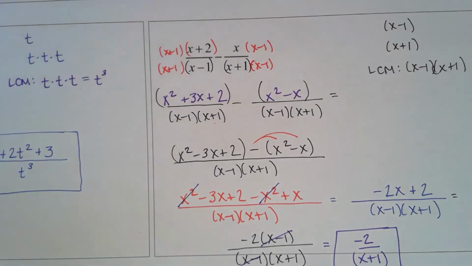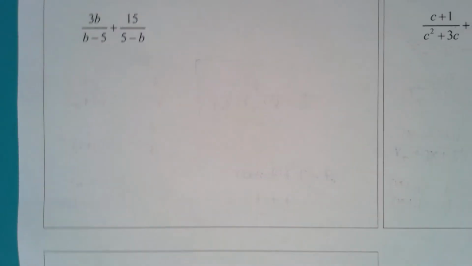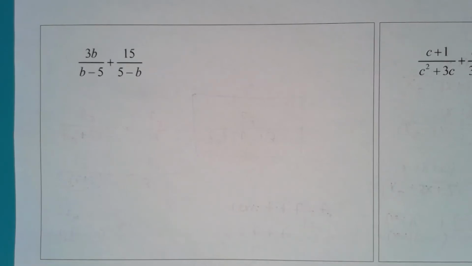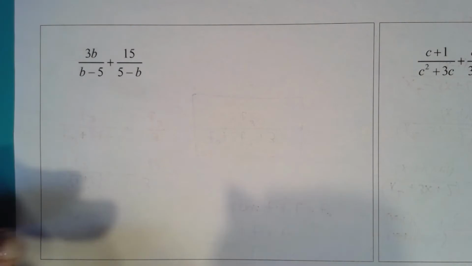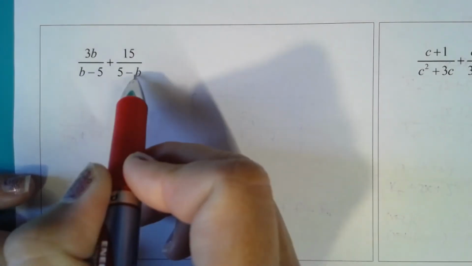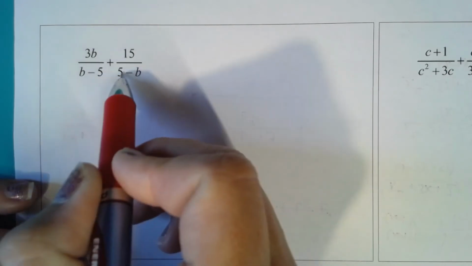All right, let's flip it over to the back. Let's take a look at this next one. I have 3b over b minus 5, and I have 15 over 5 minus b. The denominators are not the same, but with our work over the last 2 days, we know that they're super close. And we also said the only difference here is that this b is positive, this b is negative, this 5 is negative, this 5 is positive.